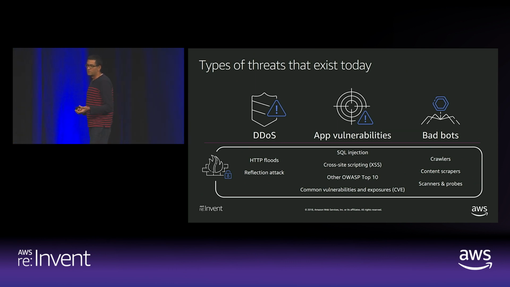CVEs are common vulnerabilities and exposures. These are threats that may exist broadly on the internet that can impact multiple applications out there. And then the final category is bad bots. This is a category where the attacker is not necessarily trying to overwhelm your application, make it unavailable, but rather access data that's not supposed to be accessed, or access data in a programmatic way, such as your product catalog, your pricing information via a script, and sort of crawling your application.